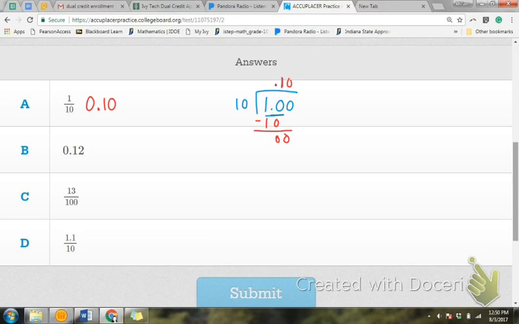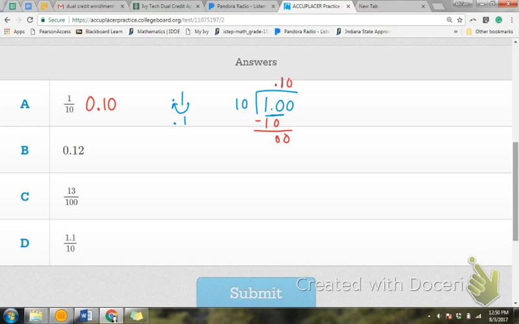Okay, what about this one? Do you guys know the rule about moving the decimal point? Okay, how many zeros were here? Just 1, right? So if I take the number 1 and I move the decimal point to the left one spot because there's only 1 zero, this is 0.1, which is what we got when we divided.